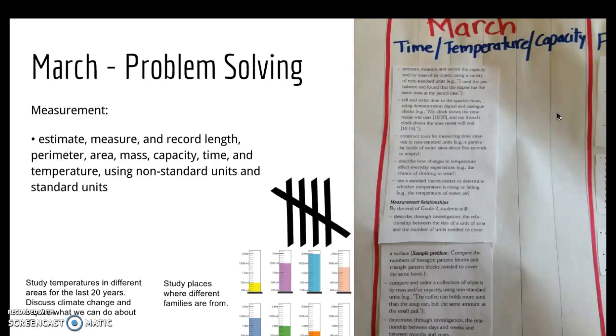We're also going to look at studying temperatures in different areas for the last 20 years, and we're going to create an environmental awareness by discussing climate change and really see if there's evidence that we can find in different areas. The areas we're going to study are actually places where different families are from, so the idea is to get to know students a bit better, and to ask them where they or their ancestors are from, study those places, connect it to the environmental awareness with climate change, and see if we can create an inquiry project based on that. But mass, capacity, time, and temperature will be the area that the major assessment will be done on.